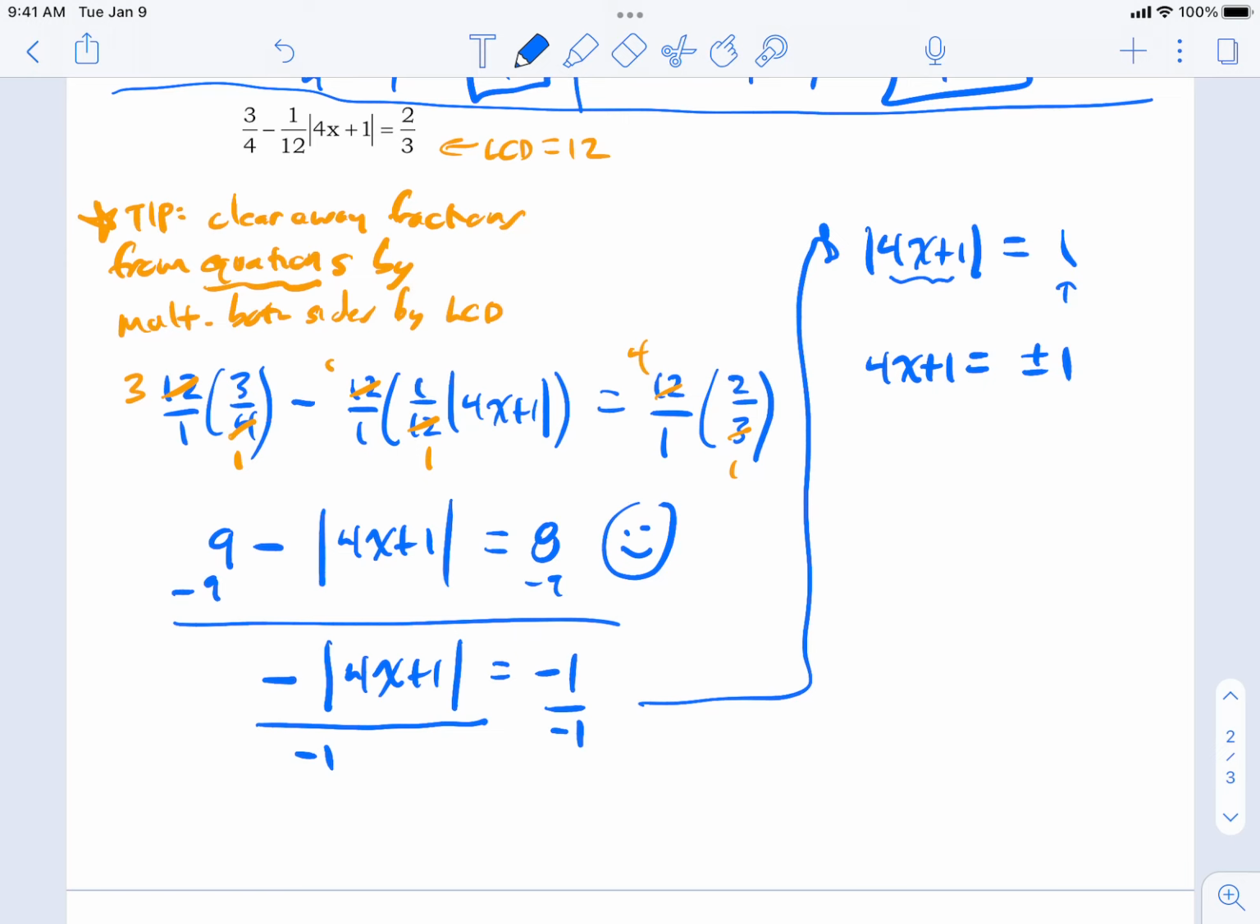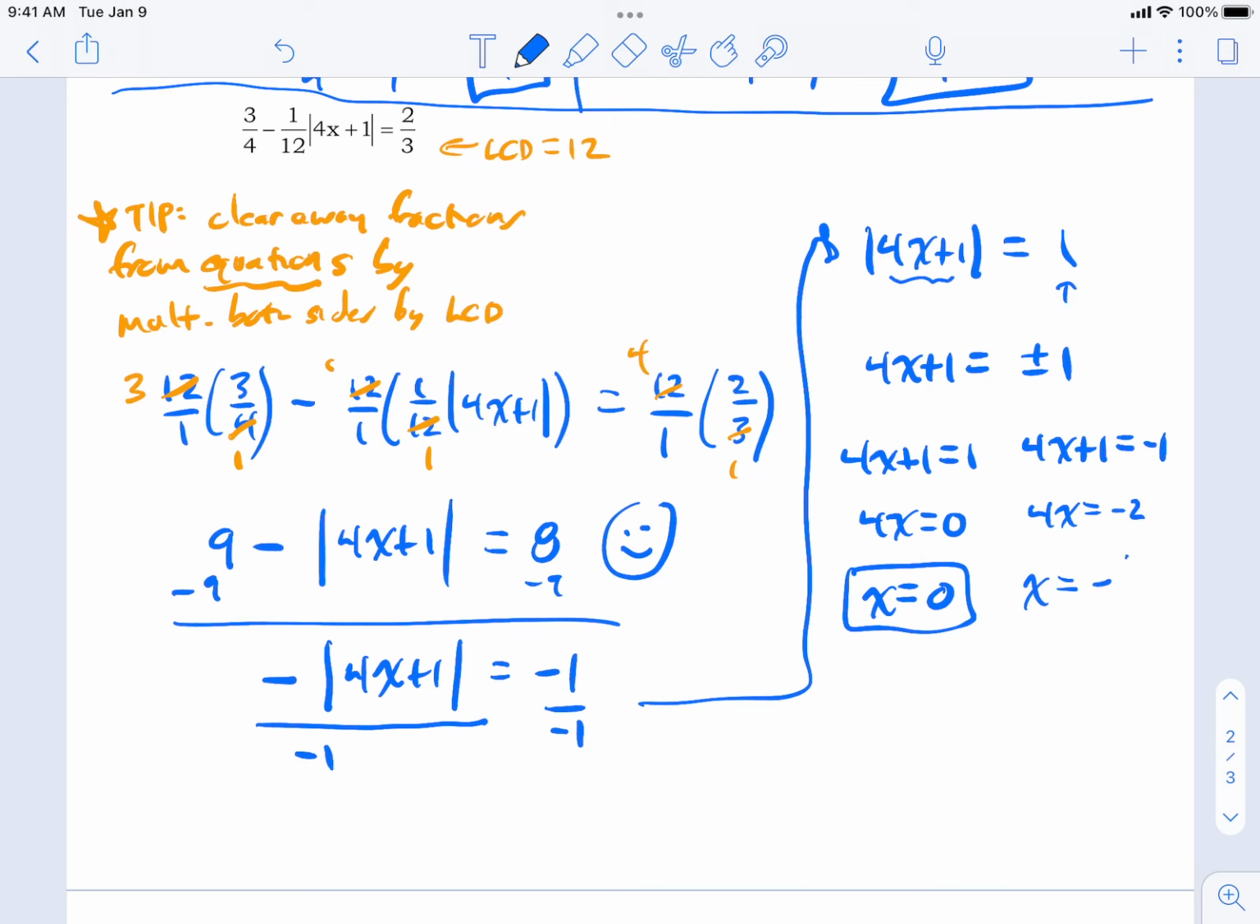This one equation becomes 2 equations. So one of my equations is that 4x plus 1 equals 1, and the other one is that 4x plus 1 equals negative 1. And you just solve these up real quick. Subtract 1 on both sides. Divide both sides by 4. There's a solution. X could be 0. Subtract 1 on both sides. Divide both sides by 4. And please reduce. You can cancel 2's here. So negative 1/2 is another solution. So 2 solutions. You almost always, not always, but almost always get 2 different solutions for these things.